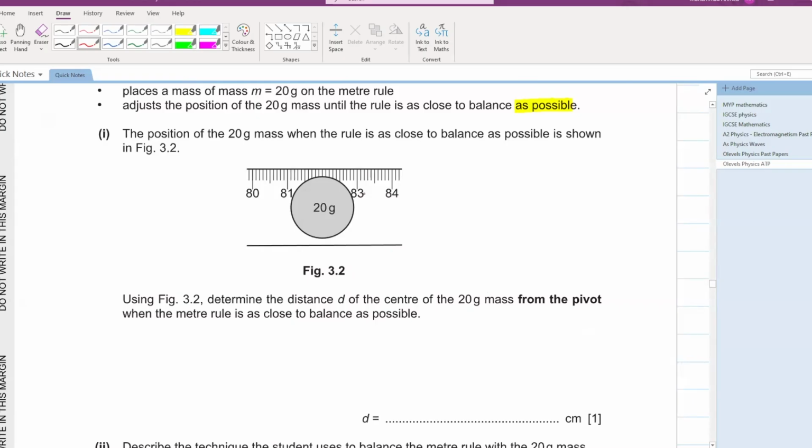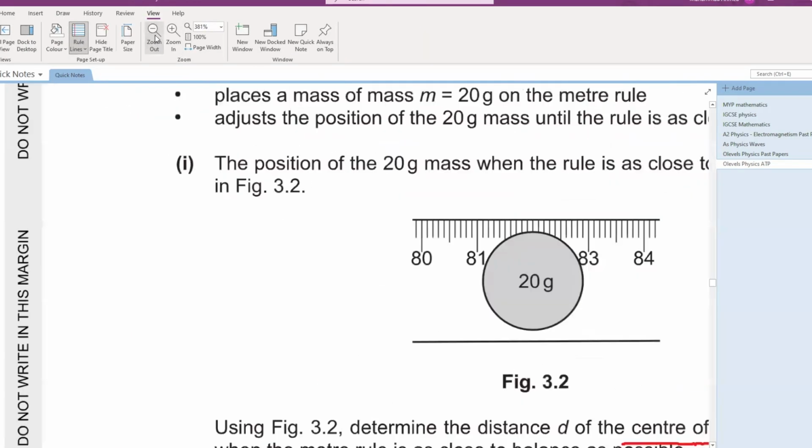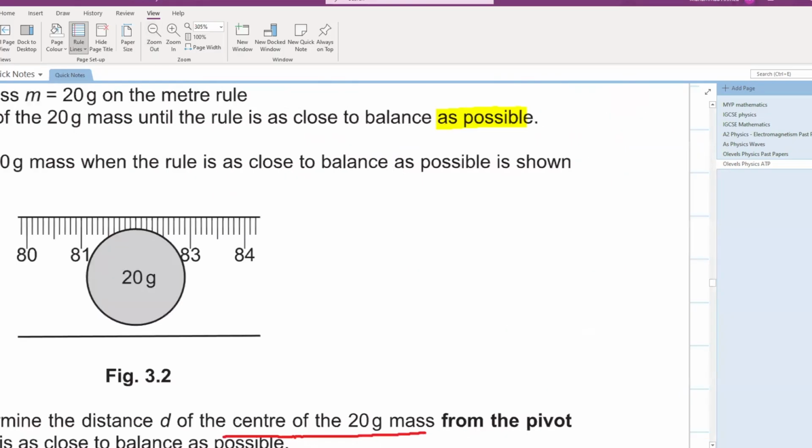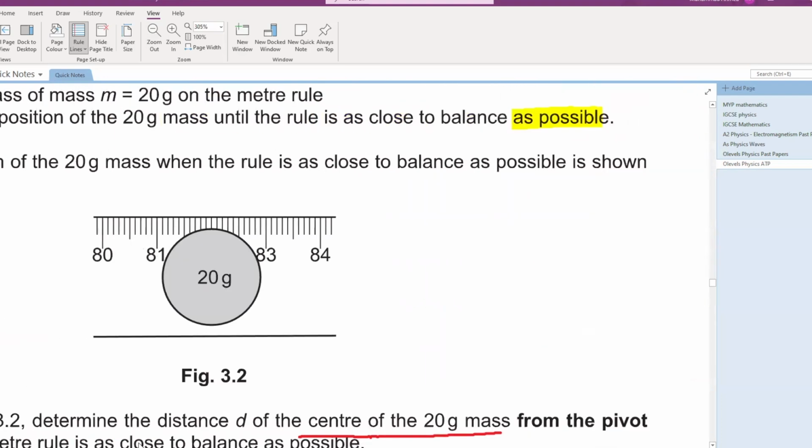Use figure 3.2 to determine the distance d of the 20-gram mass from the pivot when the meter rule is as close to balance as possible. You have to determine the distance d of the center of the 20-gram mass. First of all, you have to find the center of the 20-gram mass. How are you going to do that? Easy peasy. How are you going to find the center of the 20-gram mass?